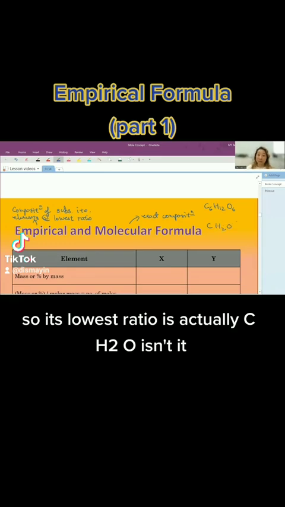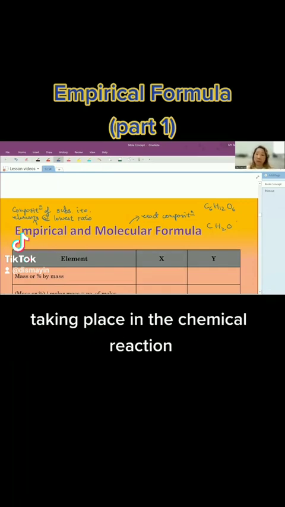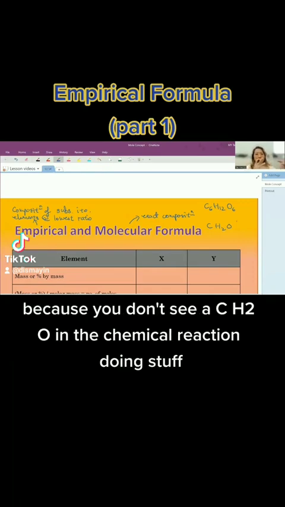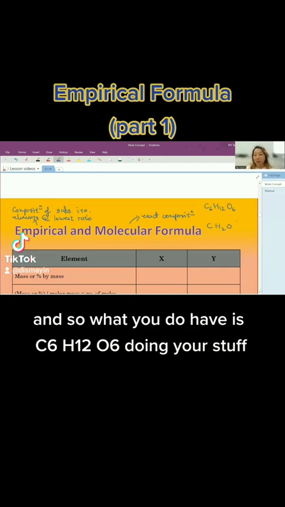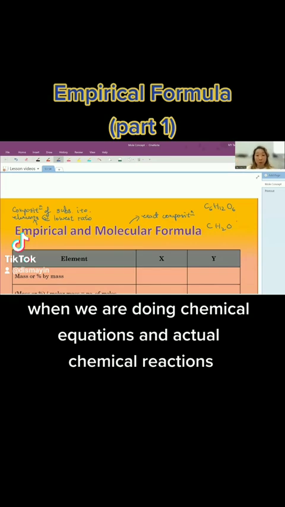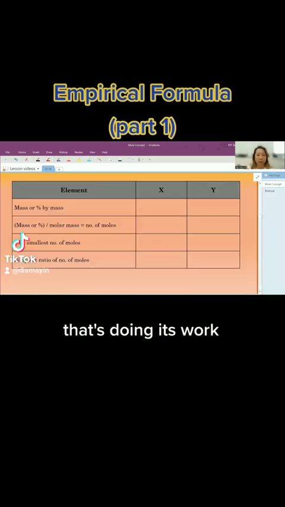CH2O, isn't it? But CH2O in the world of actual chemistry taking place in a chemical reaction has absolutely no meaning because you don't see a CH2O in the chemical reaction doing its stuff. So what you do have is C6H12O6 doing its stuff. So what is really important over here is you need to understand when we are doing chemical equations and actual chemical reactions, it is actually the molecular formula that's doing its work, okay?